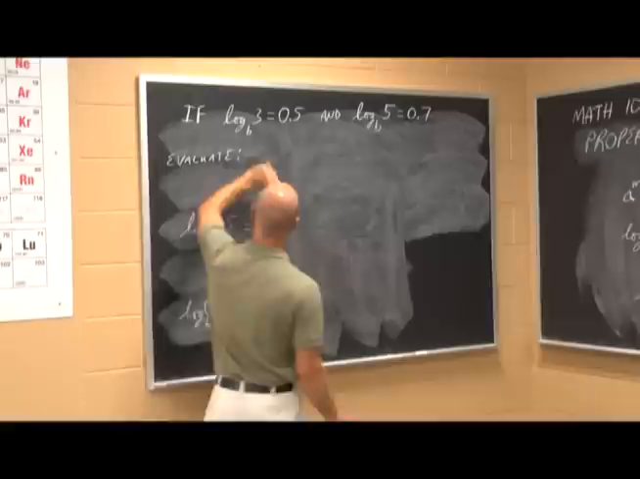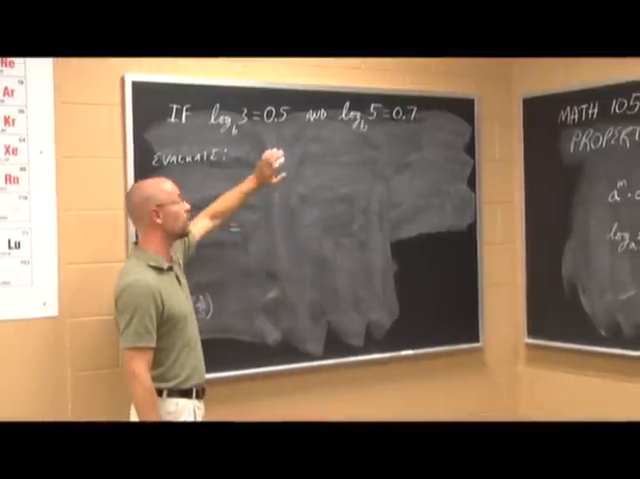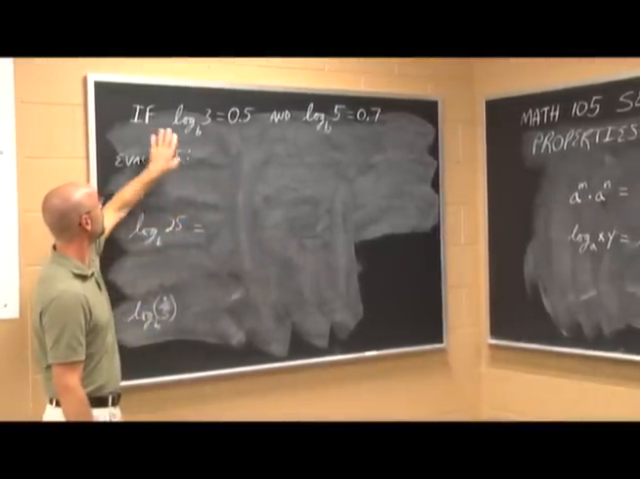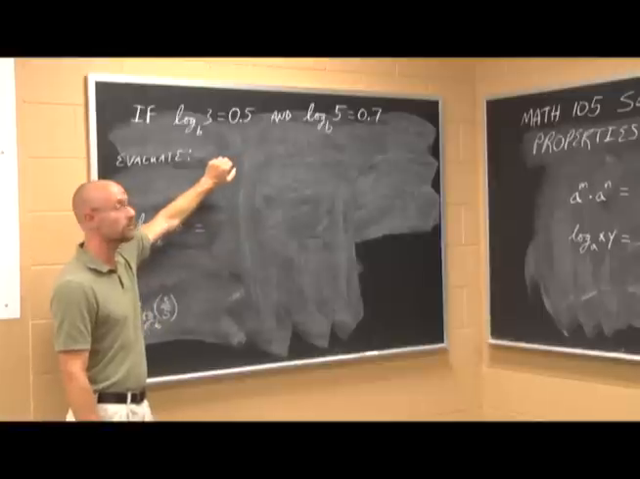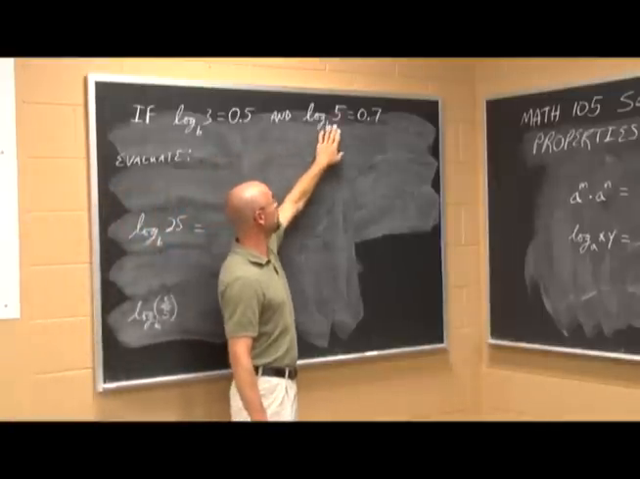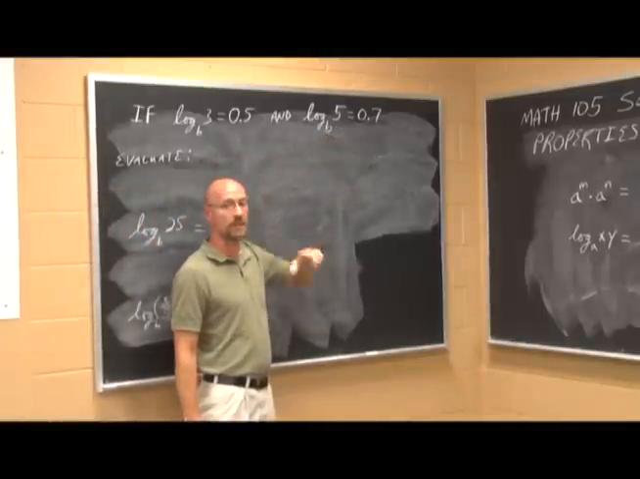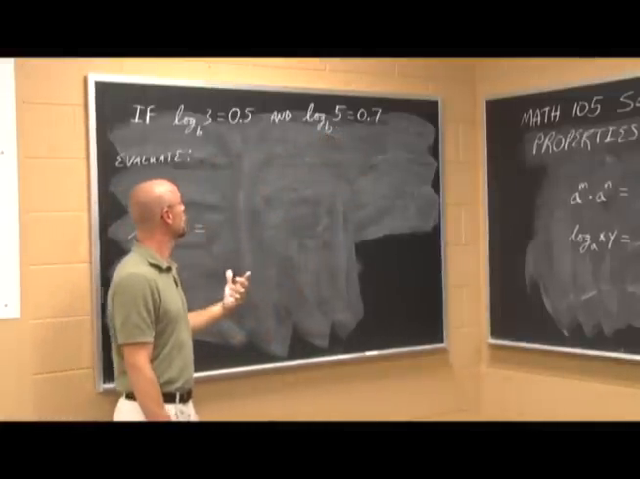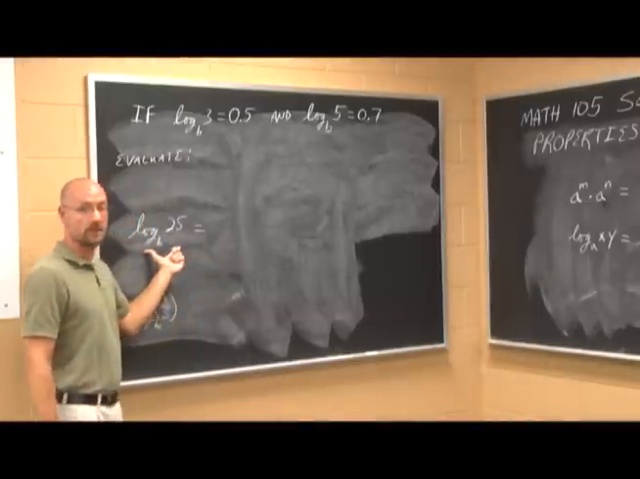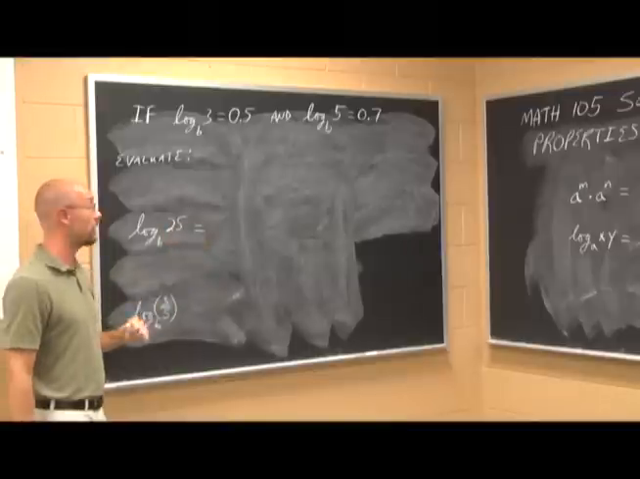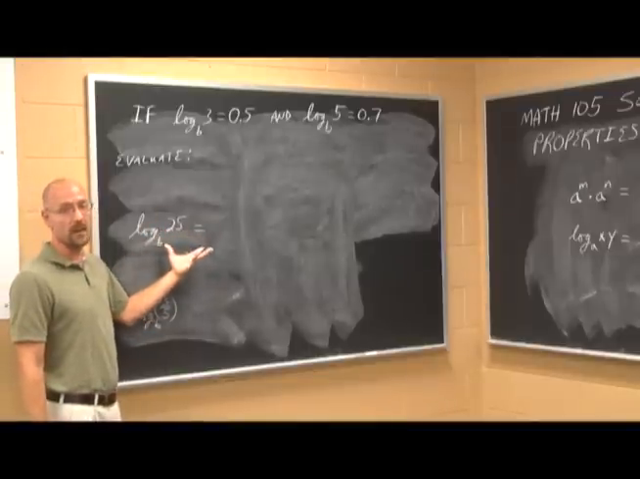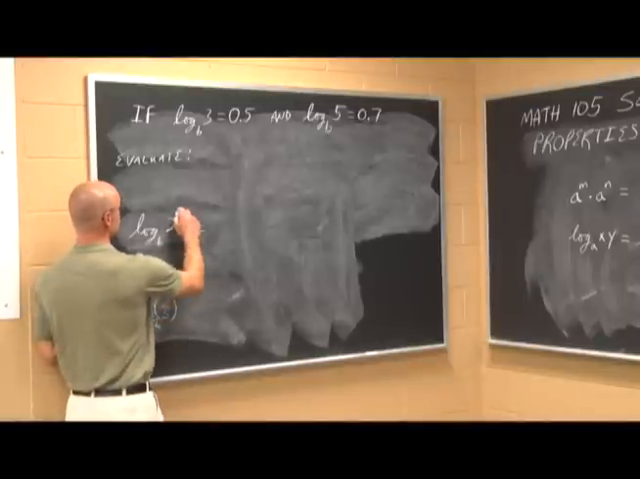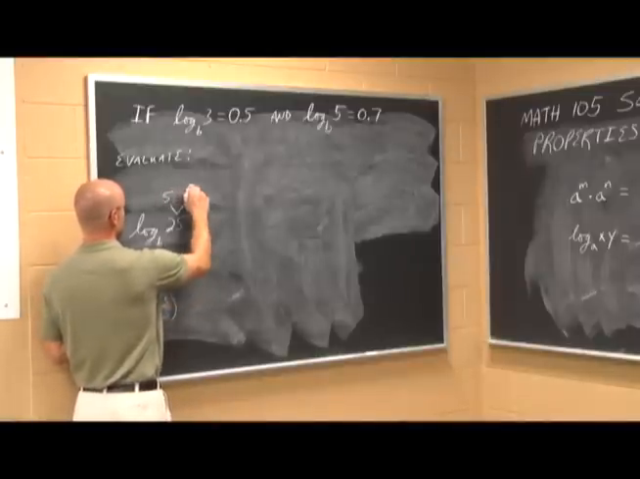Let's say we don't know what the base is, but we do know a couple of its values. If we allow log base b of 3 to equal 0.5, and log base b of 5 equals 0.7, can we use our rules of logarithms to evaluate other values, to find other values? Well, log base b of 25, we're asked to evaluate it. Well, let's break it down. What is 25? I'm just going to do like a reverse factor tree.